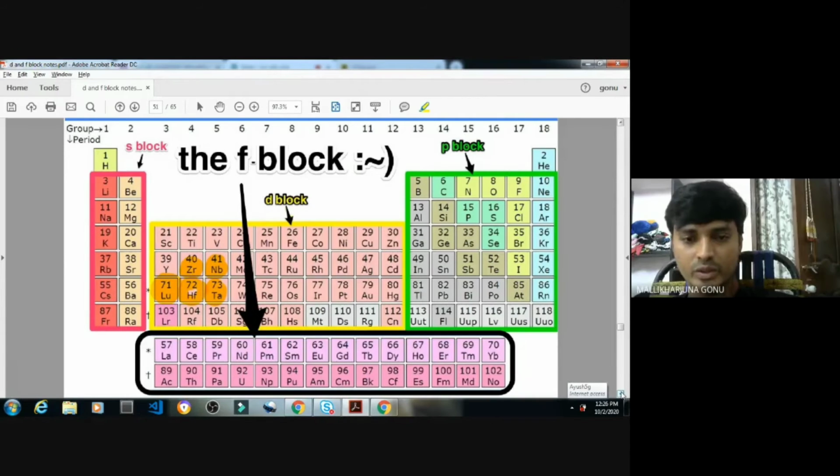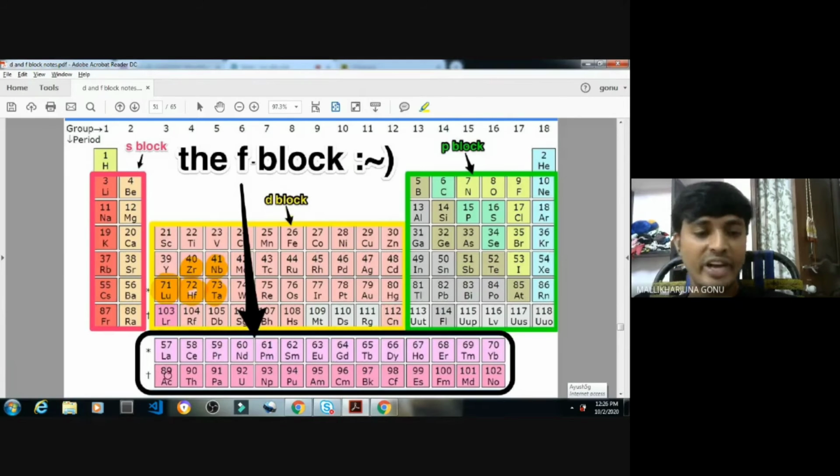Yes, sir. Very good. Now, from where it is starting, 57 to 71, from lanthanum to lutetium, is called the F block elements. These are called the inner transition metals. F block elements, lanthanides. Since the first element is lanthanum, that's why we are calling it lanthanides, which is the 4F.